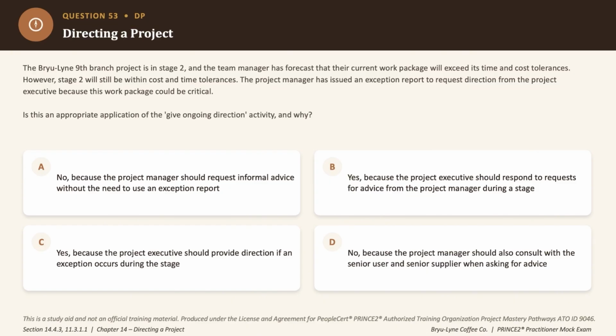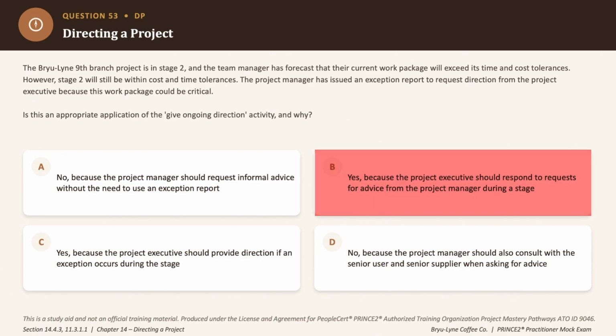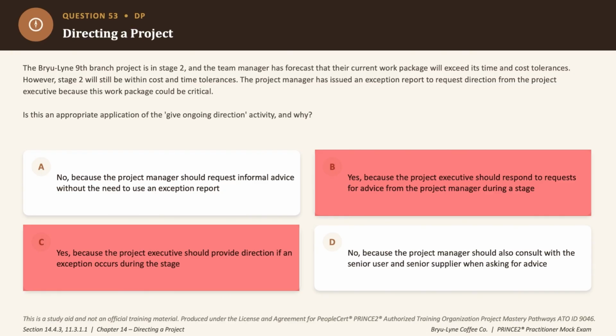Option B says yes, the project executive should simply respond to requests for advice, which sounds fine on the surface, but doesn't address whether an exception report was the right management product for asking, right? So an incorrect answer choice. Option C says yes, direction should be given whenever an exception occurs during the stage. But if you think about it, no exception has actually occurred at a stage level here, right? This is all forecast and possibilities or probabilities. So an incorrect answer choice.